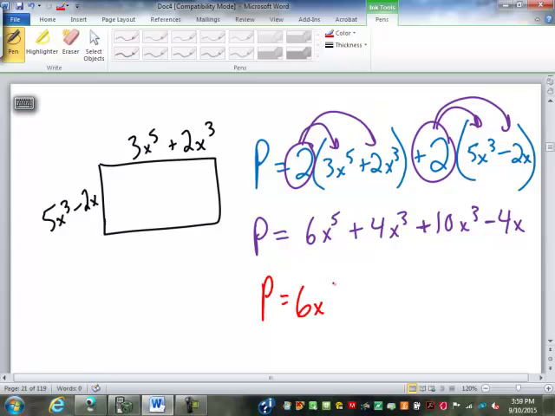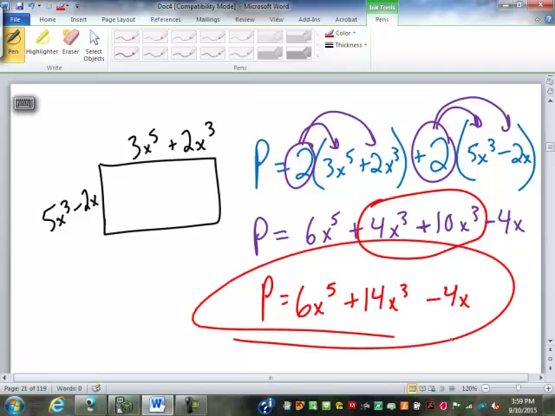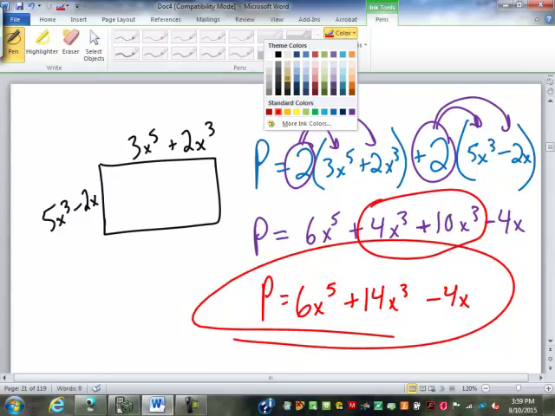Not yet. The 6x to the 5th is okay. But we have 4x to the 3rd and 10x to the 3rd, which makes 14x to the 3rd. And minus 4x. Questions?